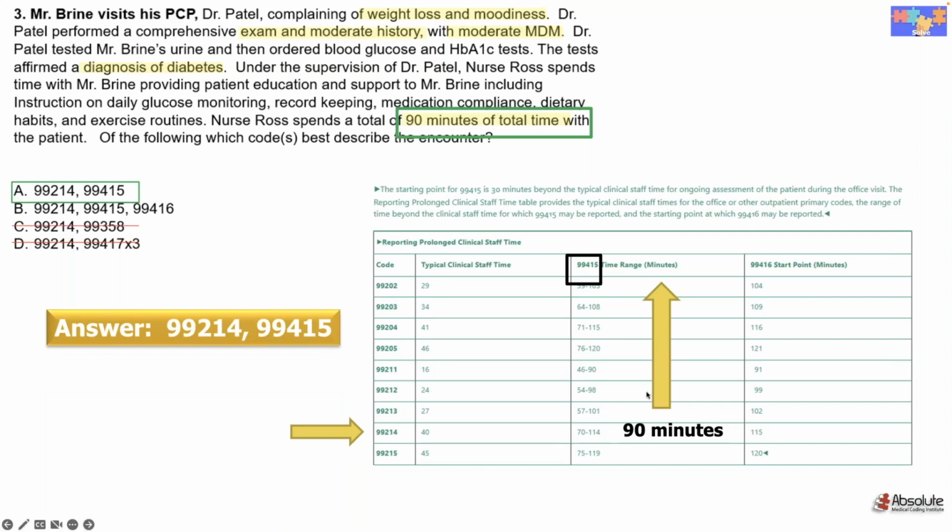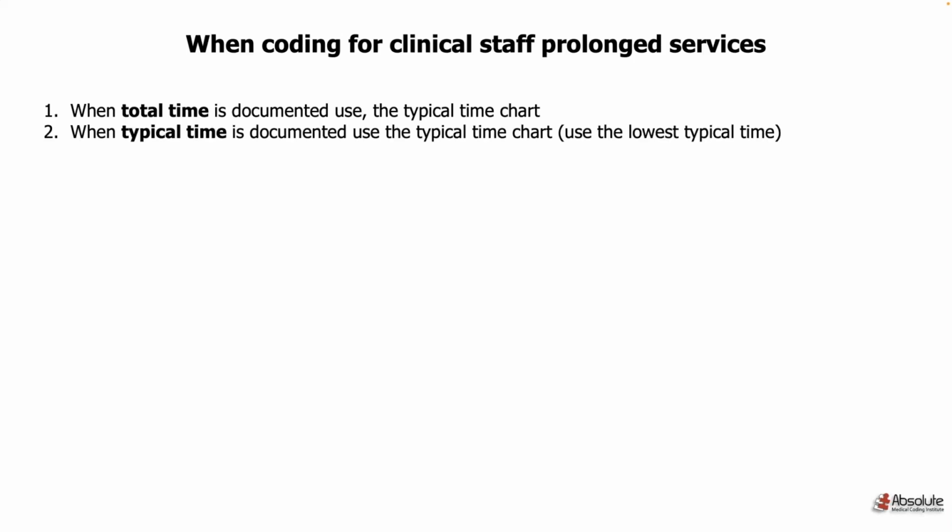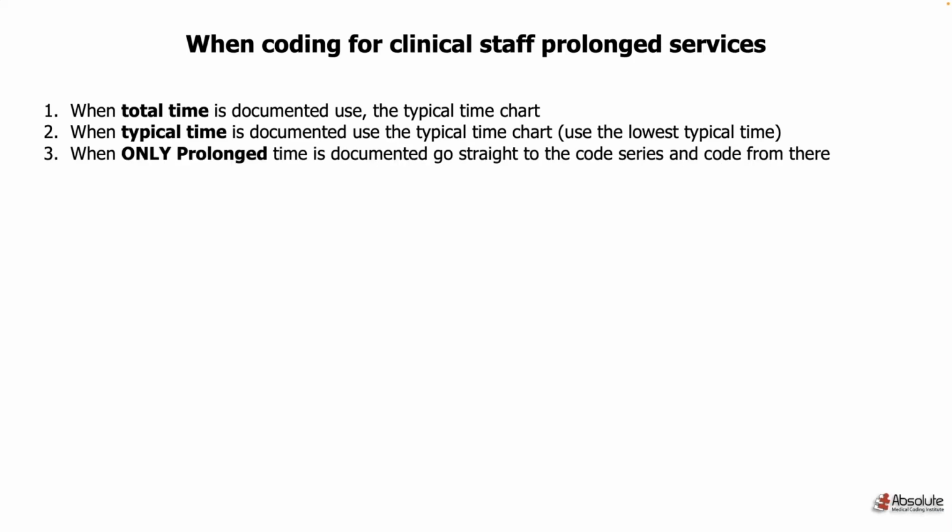Okay, so the moral of the story is when coding for clinical staff prolonged services, remember three things. Number one, when total time is documented, use the typical time chart. Number two, when typical time is documented, use the typical time chart and make sure you use the lowest typical time, right? We don't want to overcode. Number three, when only prolonged time is documented, go straight to the code series and code from there.